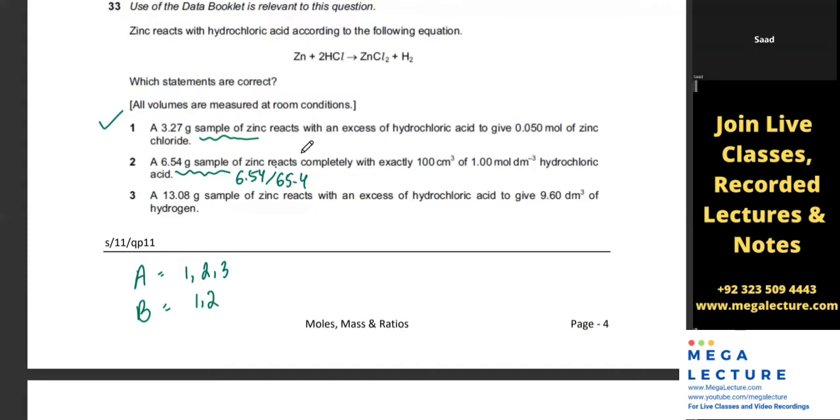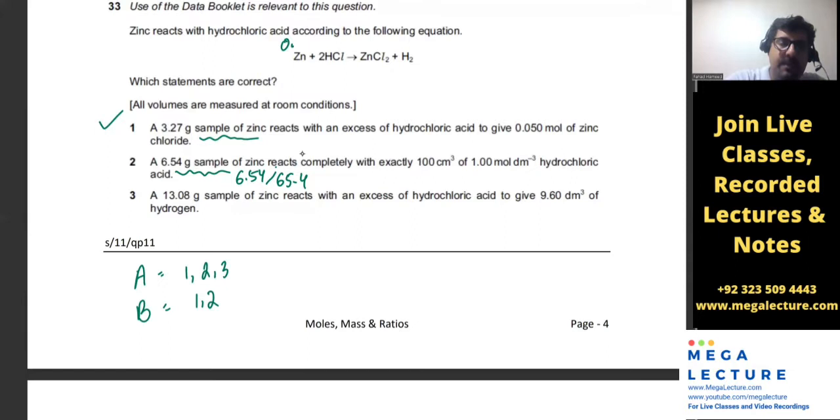0.1. So we're getting 0.1 moles, right? And it says that it reacts with exactly 100 cm cube of 1 mole per dm cube. So how many moles of HCl is this? Moles is concentration times volume. So concentration is 0.1 and the volume is 100 cm cube. That's going to be divided by 1000, right?